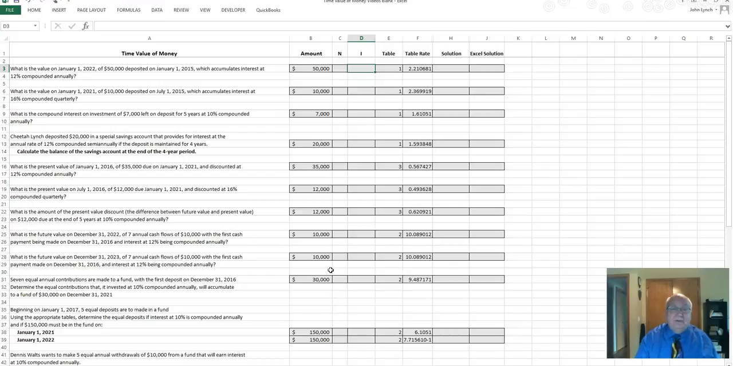Table 1 that we're going to be referring to is for the future value of money. This is when you make a deposit today and you want to know what it's going to be worth in 5 years or 10 years from now at a certain interest rate. That's table 1. It's a one-time payment. What's it going to be worth? The future value is you make a one-time payment.